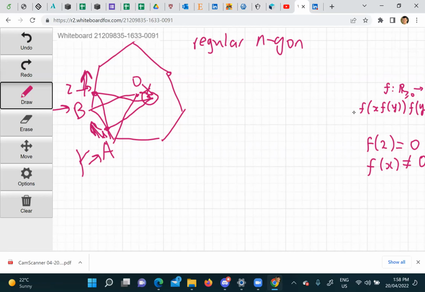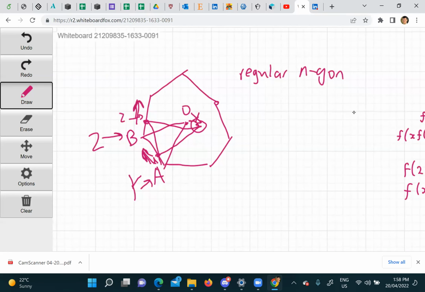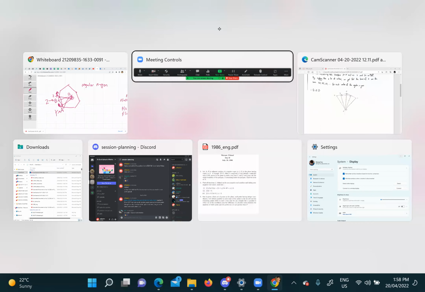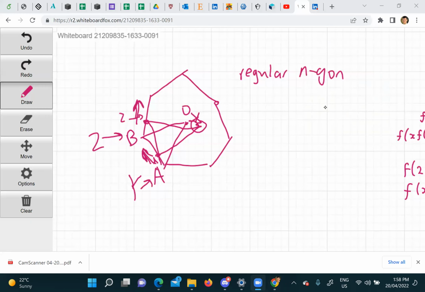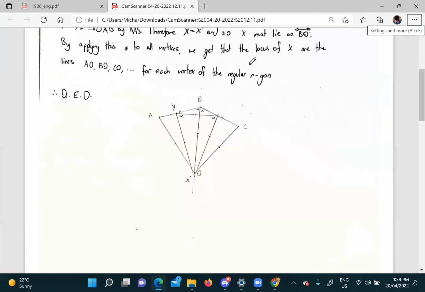Okay. Surely Lucas's solution will help understand this problem. Famous last words. Where is it? Yeah, CamScanner. Alright.